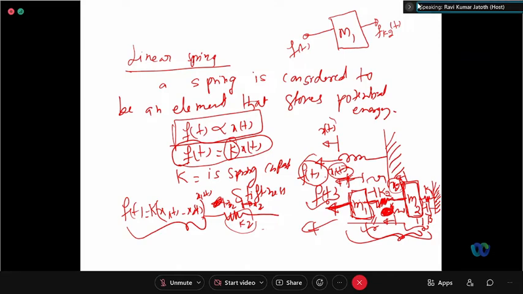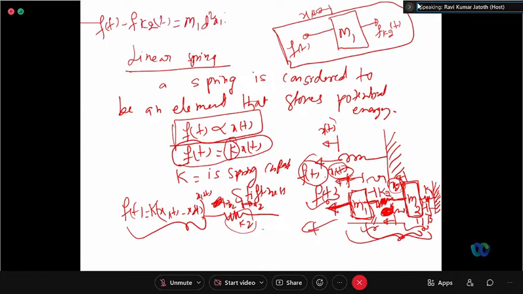Right. So now, if I try to model this particular mass, I write Newton's second law of motion: the summation of forces acting on a body is equal to the product of mass and acceleration. So x1 of t is in this direction. So F of t minus F k2 of t is equal to m1 d square x1 of t by dt square. This is the mathematical model of the physical system. Understood?